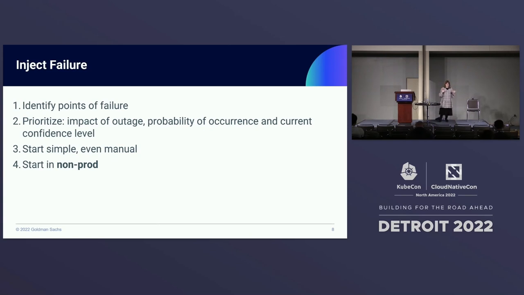There are great tools out there for chaos testing, and definitely feel free to leverage them. But when you're just starting out, do something really small and easy and simple, because you'll learn a lot from that as well. And we'll get into that soon also.